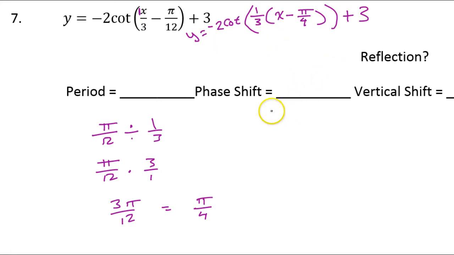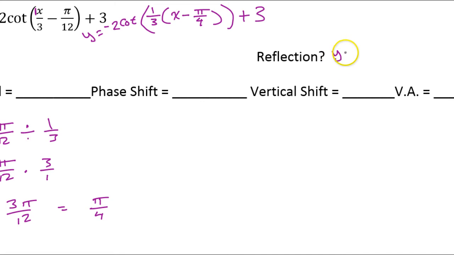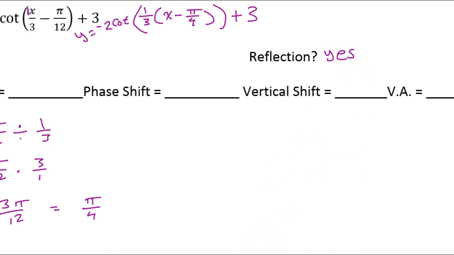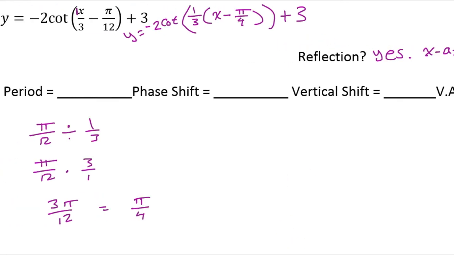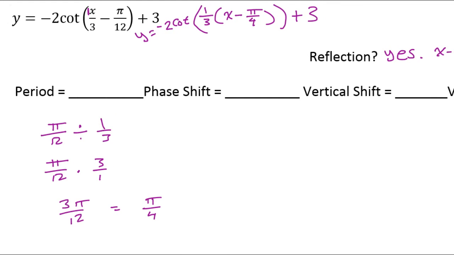Now, because of the negative sign in the front, I know I have a reflection, and that's one of the things I'm being asked. So I'm going to go ahead and say yes, there's a reflection over the x-axis. Reflection over the x-axis. Now, time to calculate the period.